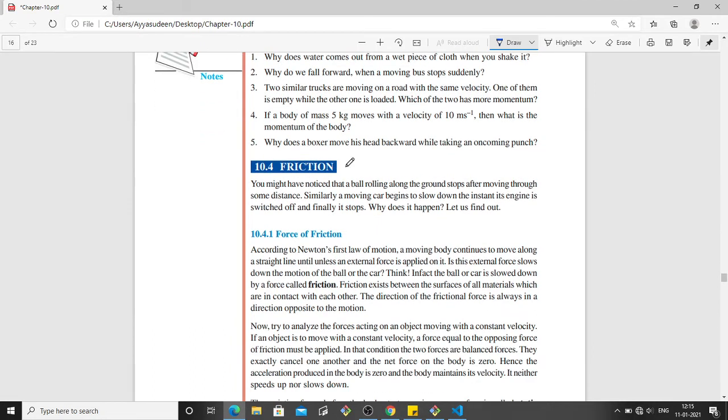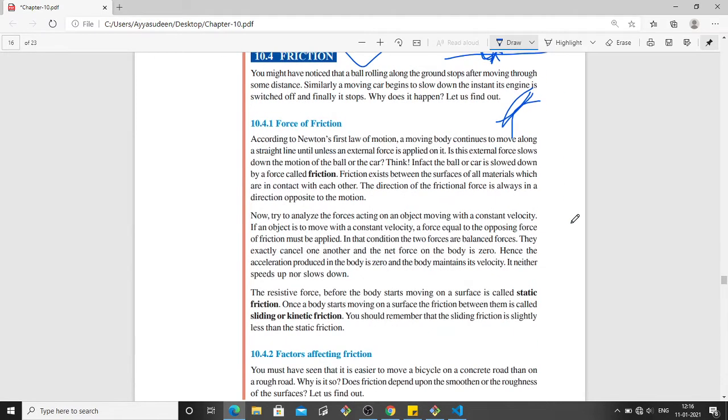Then the next topic is friction. All of you must know what friction is. For example, if there are two bodies moving, there will be some friction between them. If a ball is rolling on a floor, after some time it will stop. Why? Because of the friction between the floor and the surface of the ball. That is what is called friction.